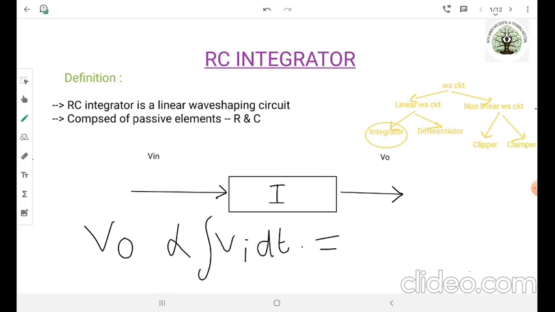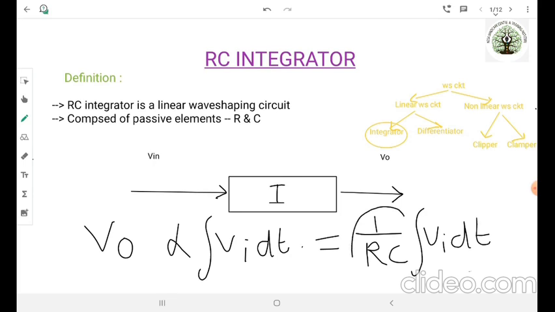So we can write V out equal to 1 by RC integral Vi dt, where 1 by RC is a proportionality constant, that is tau. That's about the RC integrator. So we can define the RC integrator as a linear wave shaping circuit composed of two passive components, resistor and capacitor. Here the output is proportional to the integral of this input signal.